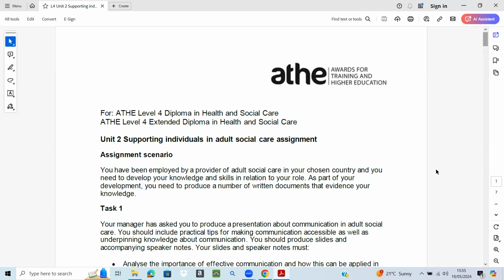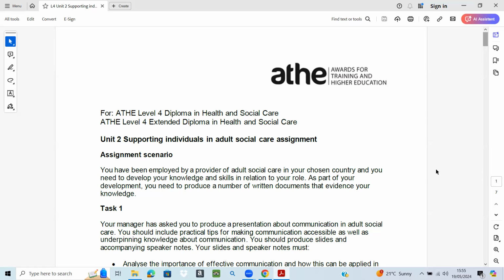Then in learning outcome 3, we had clear policies and procedures. We discussed risk assessment and management. We had open communication strategies, like utilizing open communication strategies and considering mediation and advocacy. These approaches can effectively address conflicts in adult social care settings. We discussed those.